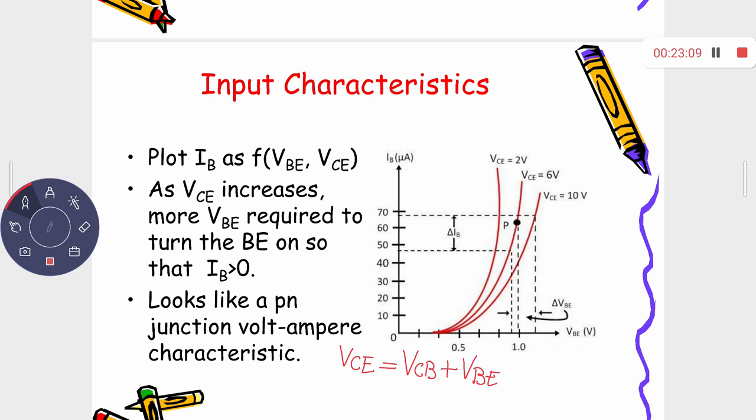Now as VCB is more, or rather VCE is more, the width of the depletion region increases. You cannot change the device dimension. If the device dimension is fixed, that means the neutral width is reduced. You have less scope of recombination. Right? You have less scope of recombination. That means you have less IB.